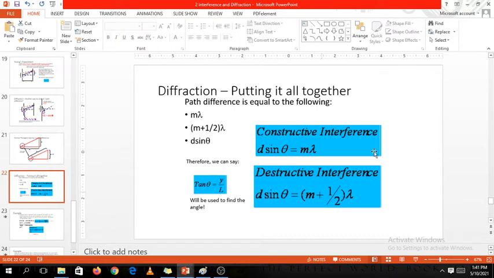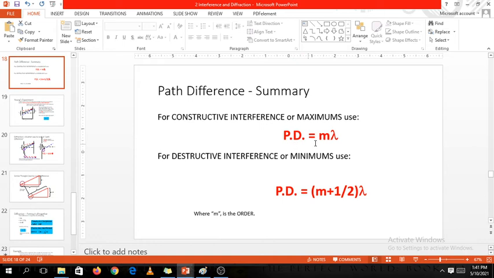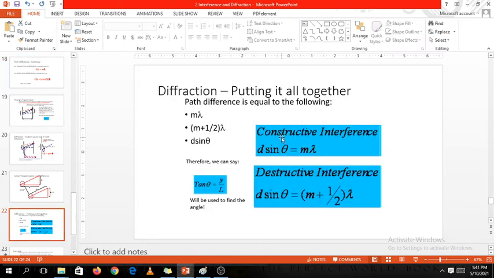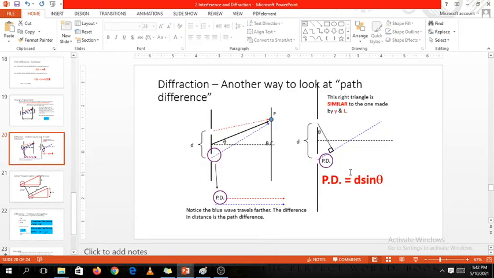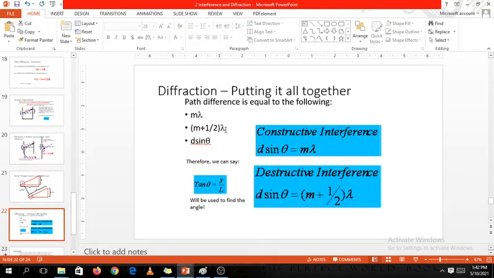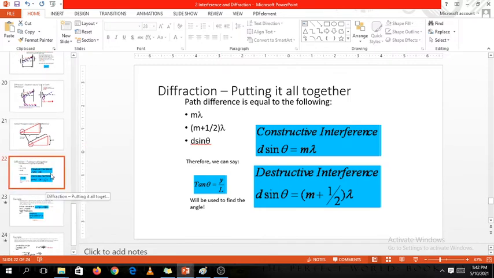So, a summary of the equation. Tangent theta equals to y over L to get the angle. So, constructive interference, d sin theta equals to m lambda. Okay, kay path difference equal to m lambda. Di ba remember? Path difference equals to m lambda. Just substitute. Or PD equals to d sin theta. Or for dark fringe, m plus 1/2 multiplied by lambda or the wavelength of the wave.